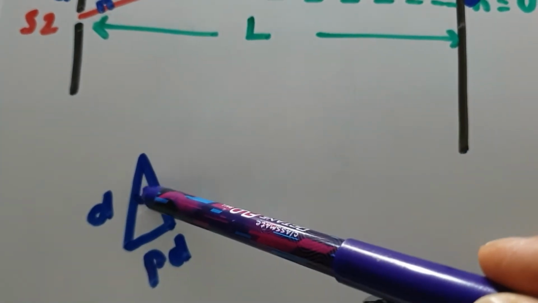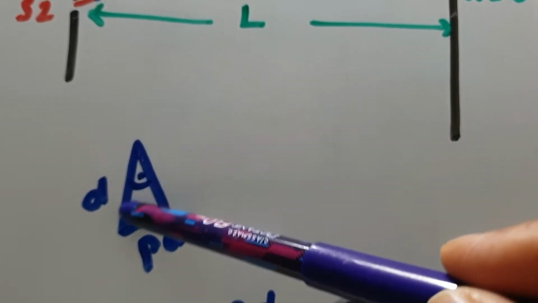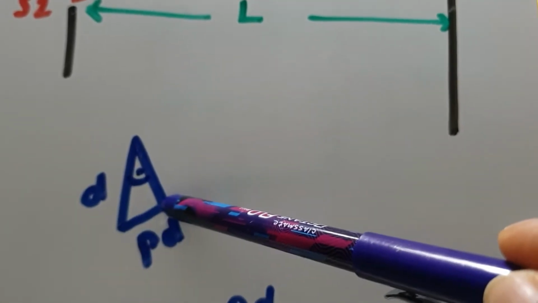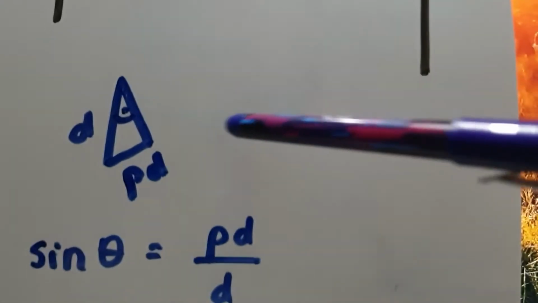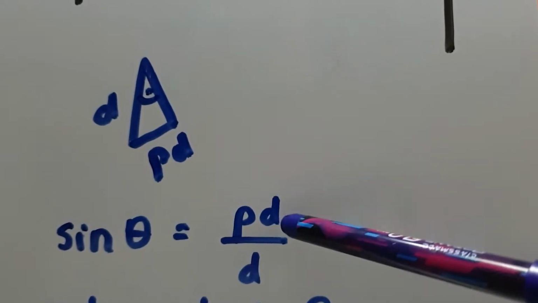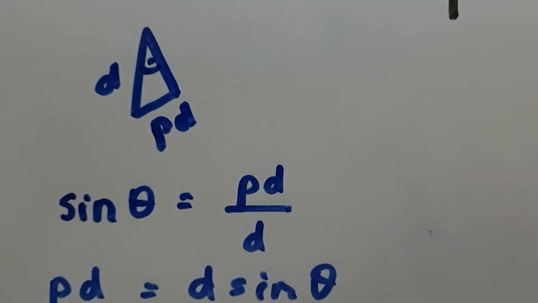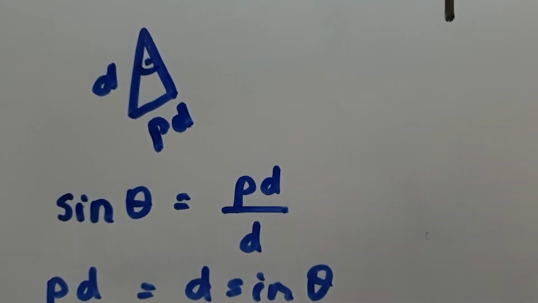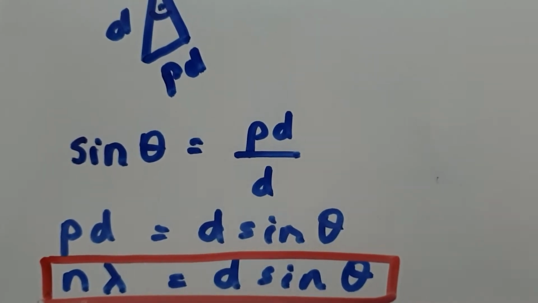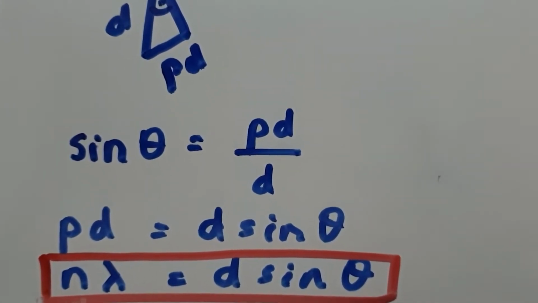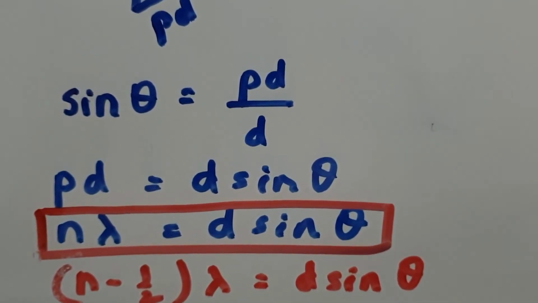So that's your angle theta. If you look at this right angle triangle, d is actually the hypotenuse, and PD is the opposite. So you get sine theta is PD over d, or PD, path difference, is d sine theta. Now we know for any antinodal line, path difference is n lambda. So you come up with the formula n lambda equals d sine theta for an antinodal line, or n minus half lambda is d sine theta.